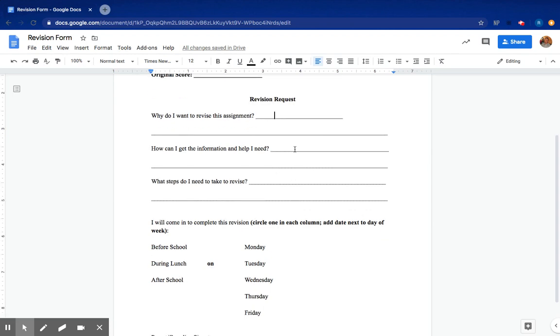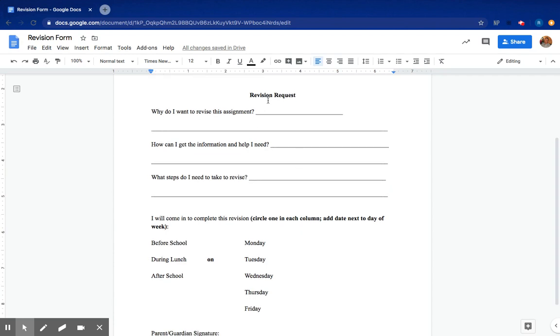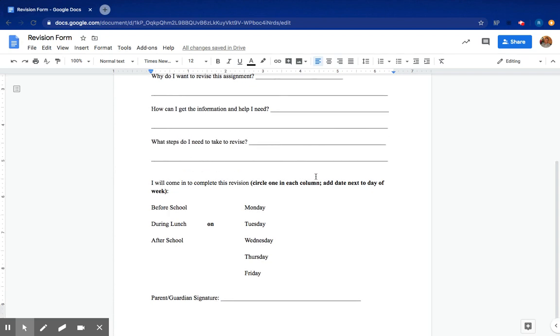How can I get the information and help I need? Again, you might jot down, I can reread the book. I can talk to Mr. Hine. If it's no red ink, maybe I can go to the no red ink lesson and take a look at that. Those are all options. So wherever you can go for information and help that you need to be successful on your revision, you can write that down.